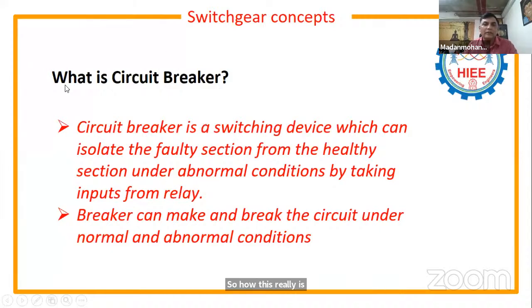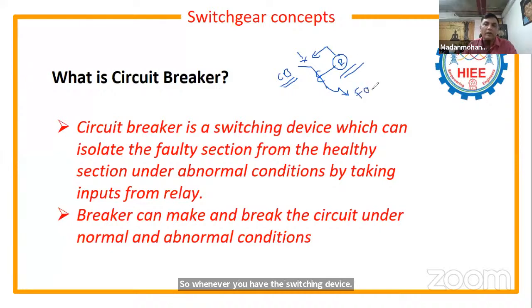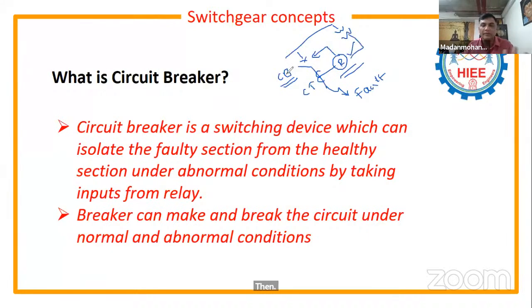circuit breaker? You should think in a very simple way. Wherever you have the circuit breaker, definitely you have the CT and the relay over there. If your circuit breaker is alone, then there is no one to give input to the breaker. So whenever you have the switching device, we should have the sensing element also. Then only when a fault occurs, the fault will be sensed by the relay with the help of CT and PT. Then that relay will give input to the breaker. So this is a simple common funda we have to understand.